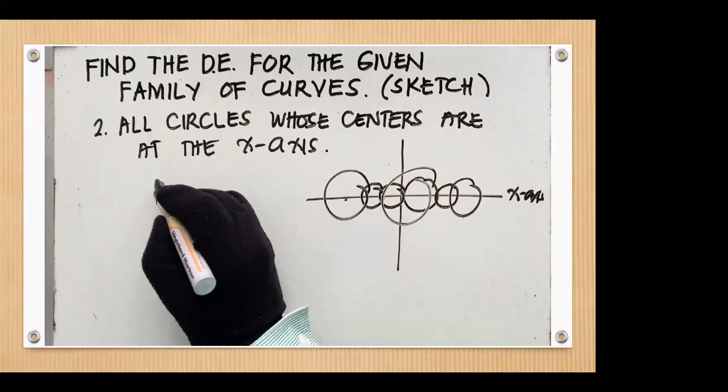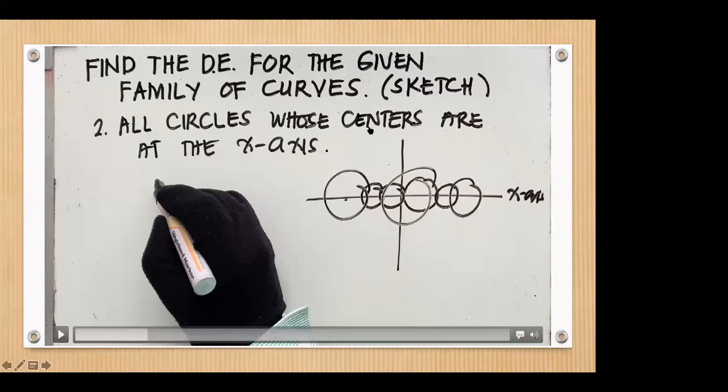Tapos isa na lang yung magiging parameter dyan. But in this case, hindi nabanggit na pareho sila ng radius. Ang nasabi lang dito is, yung center ng bawat circle ay nasa x-axis. So ito yung x-axis. Okay, pwede rin sa quiz niyo, ang ibibigay ko naman is nasa y-axis naman siya.